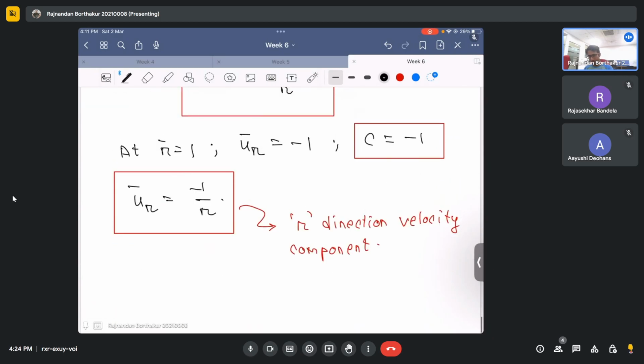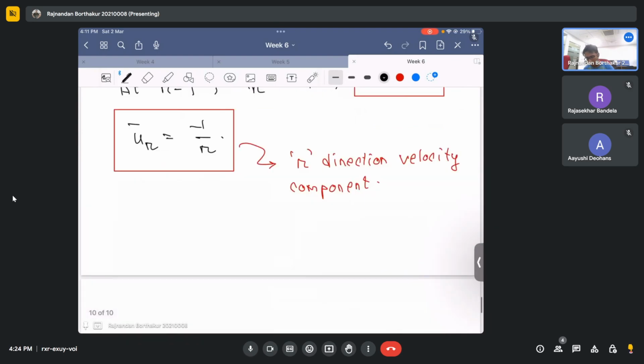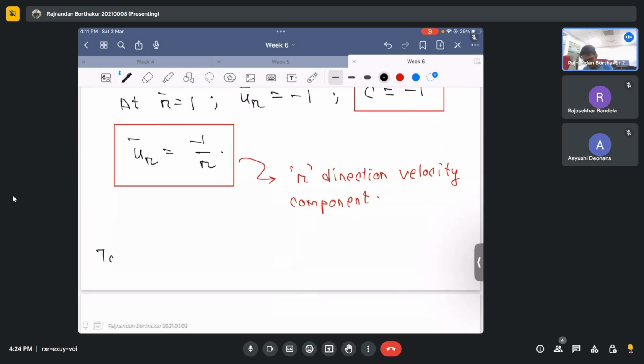All right, so let's do this then. The first idea is, to obtain u theta bar, we'll substitute, sorry, this should be ur. We'll substitute ur bar in the theta momentum equation. Why the theta momentum equation? Because we saw that the theta momentum equation is independent of pressure, as we have rightly pointed out.